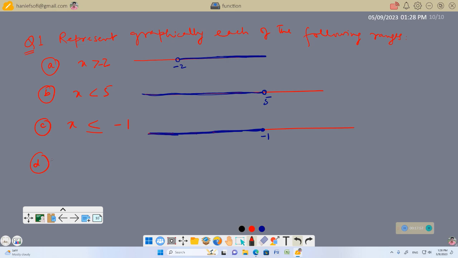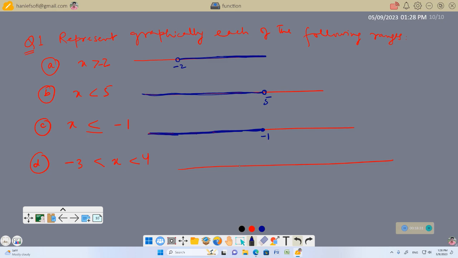If I write it this way, minus 3 is less than x and x itself is less than 4. Now, what is the graphical representation of this range? That means x is less than 4, not 4. But x is greater than minus 3 also, and not minus 3. That means all the numbers between minus 3 and 4, excluding minus 3 and 4, represent this range.